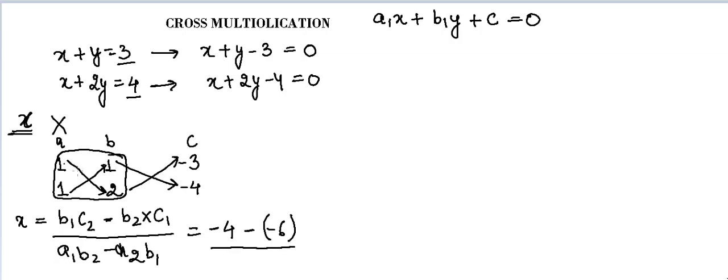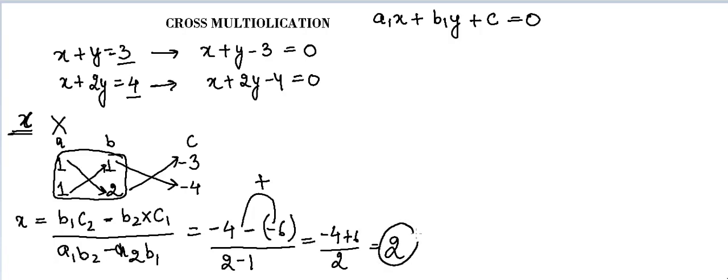And here what I'm getting is 2 minus 1. So this will become positive and here it is negative. So it is minus 4 plus 6 divided by 2, and you will get the answer as 2. This is your solution for x.